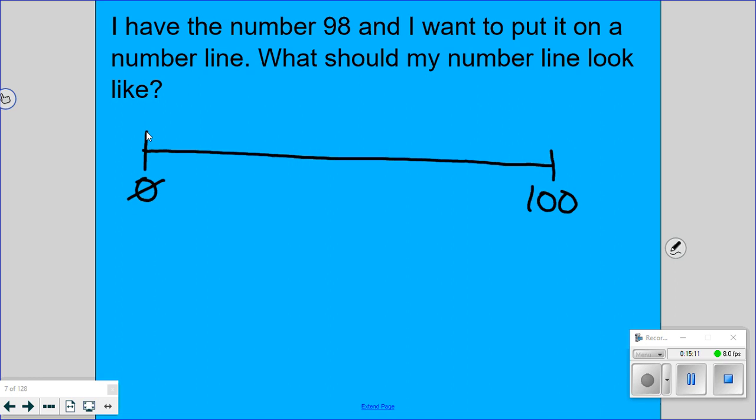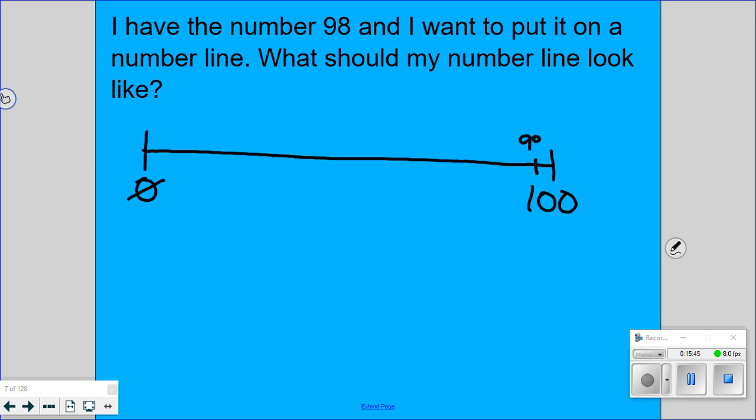I should see lots of hands. It's not super tricky. Madison, where's 98 going to go? Right after, so over here. No, not after. Before. Is it going to be over here? Where's it going to go? It's going to be really close to the 100.